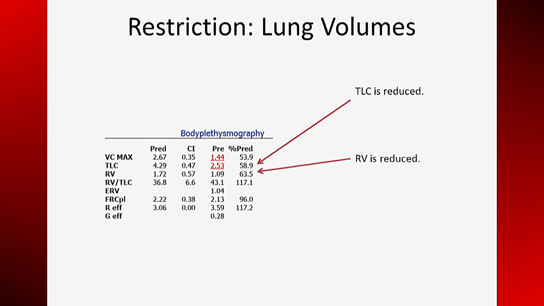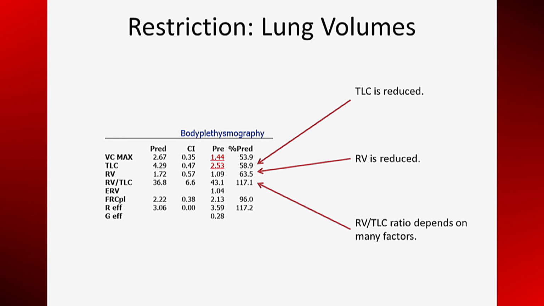The residual volume is also reduced in this case. This will not be seen in all cases of restriction. RV may be normal or even increased depending on the physiologic cause of the restriction. Interstitial lung disease will have a reduced value of RV due to stiff lungs. Chest wall restriction or neuromuscular weakness can have different results for RV.